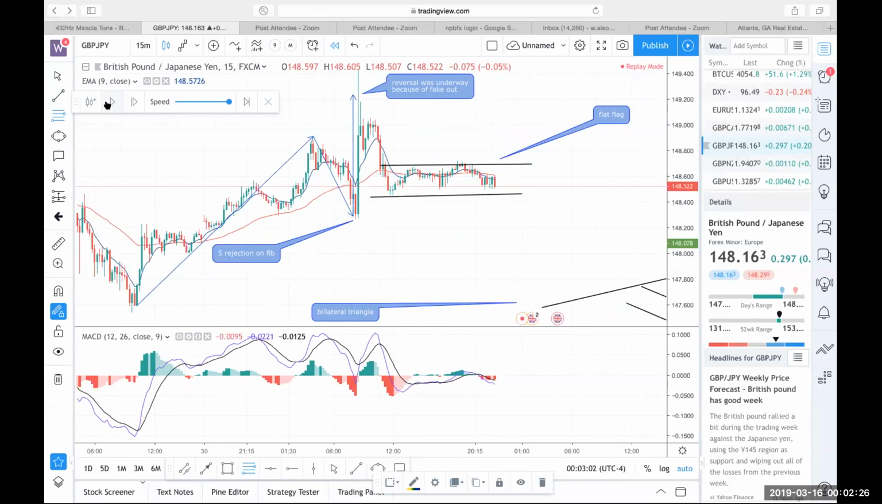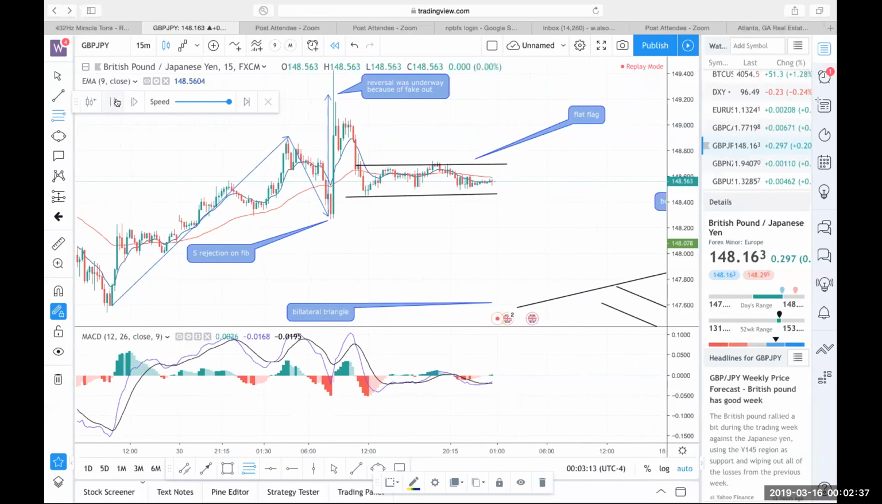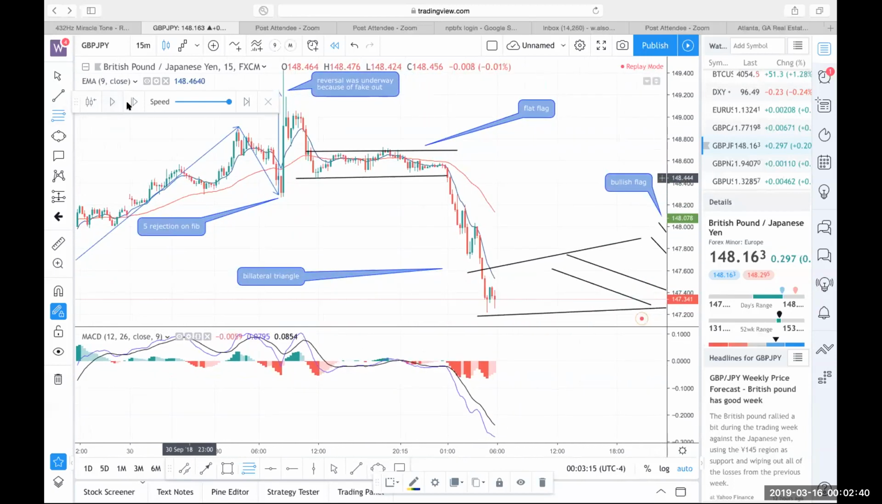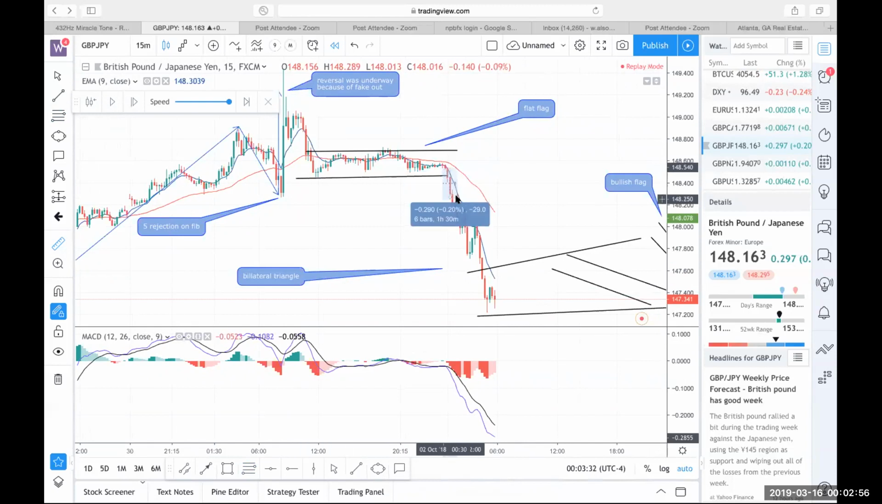Now, we have a flat flag. You have several types of flags, and this is a flat one. And this flag is a continuation flag after my impulse. So after that flag, you typically never want to hop in on the impulse unless you're familiar with zones and you're willing to take the risk. But the continuation comes after the correction, and that's the safest place to get back in the market. And that was 127, about 5 hours.